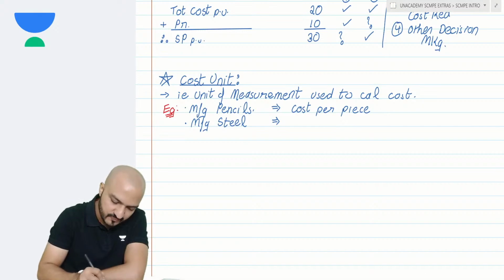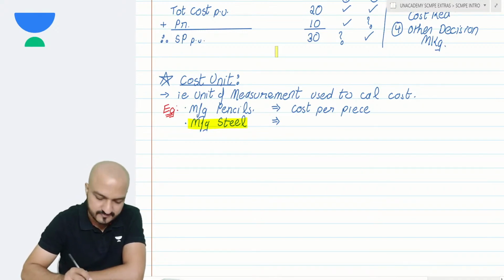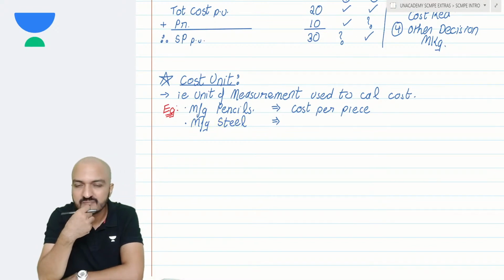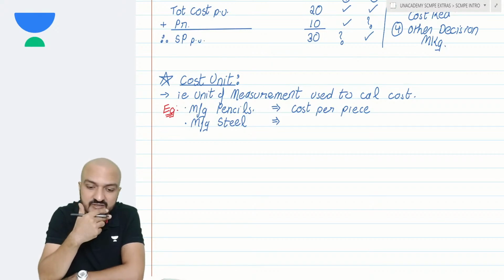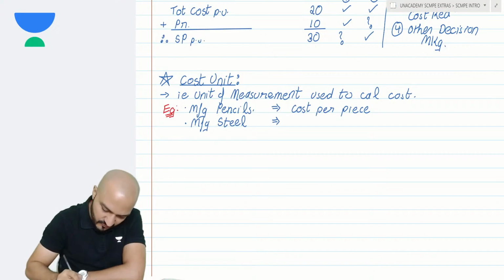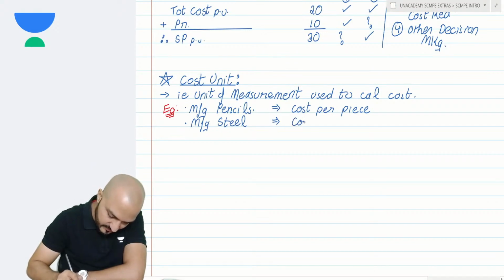What if I'm into the business of manufacturing steel? Come on, tell me. Steel manufacturing, how do I calculate cost? Can I calculate cost per piece, per unit, per liter, per kg? What should be my base? Exactly, my steel manufacturing cost will be calculated in terms of cost per ton.